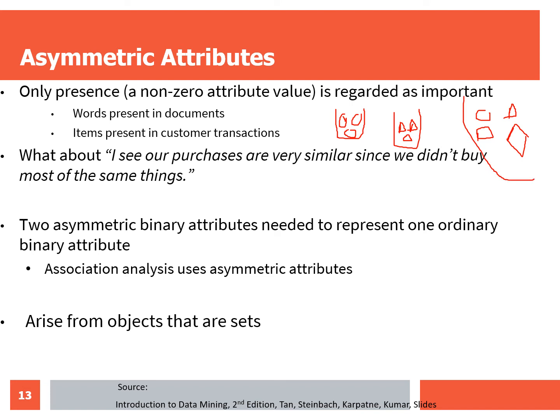So two asymmetric binary attributes are needed to represent one ordinary binary attribute, one for presence and one for absence. And generally these attributes arise from objects that are sets, because in sets we talk about presence or absence of an element.